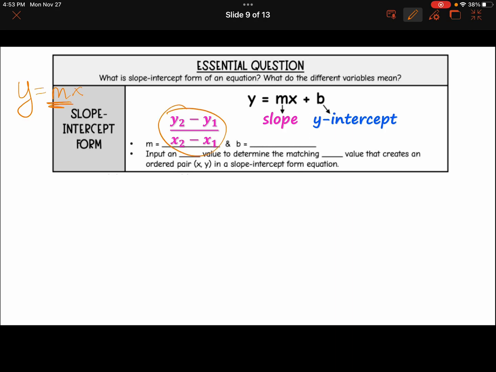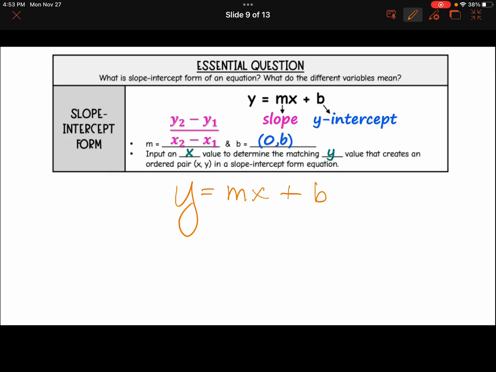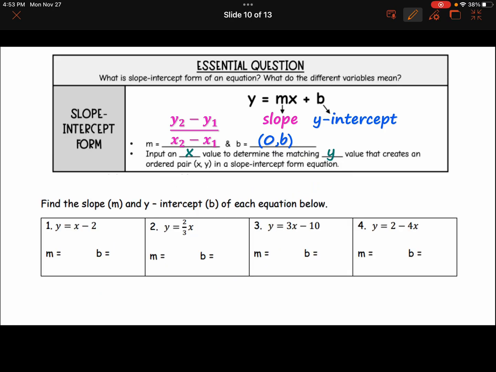M could be the change in y over the change in x, and b is always where it's crossing the y-axis. Some other values you can have here: input an x, and determining the match in y value creates an ordered pair in slope-intercept form. So if you're understanding slope-intercept form, think of this as a template. All of the problems we just did on the back of the paper, you were finding m, you were finding b. Now I'm going to say take those and put them in the equation and write an equation for a scenario.